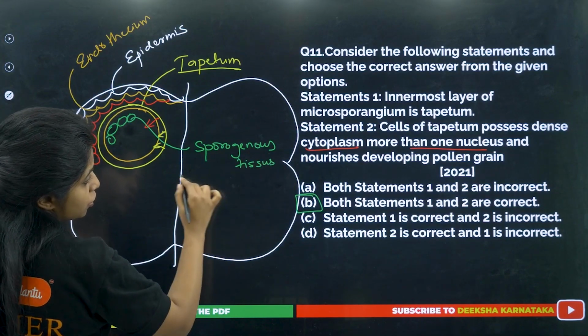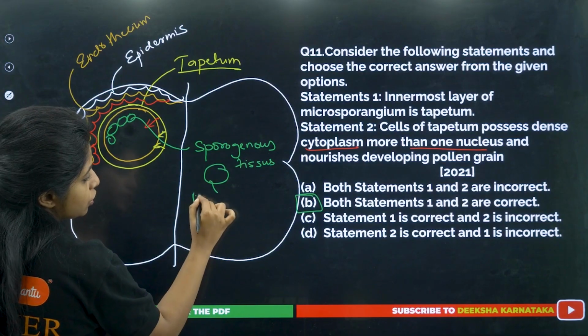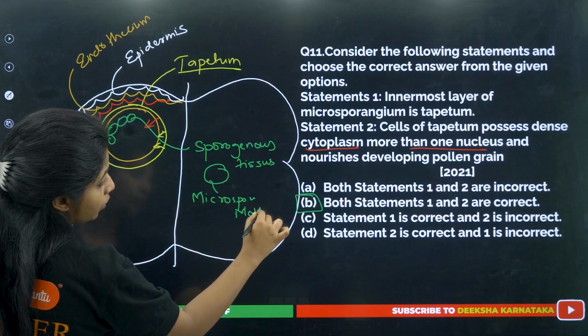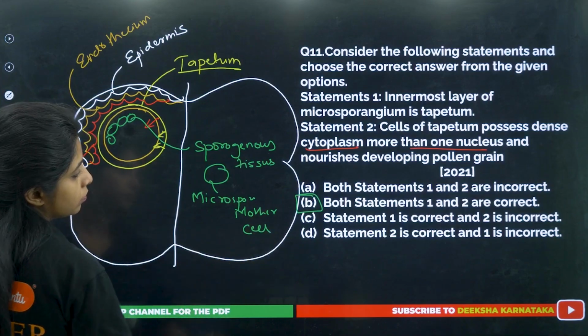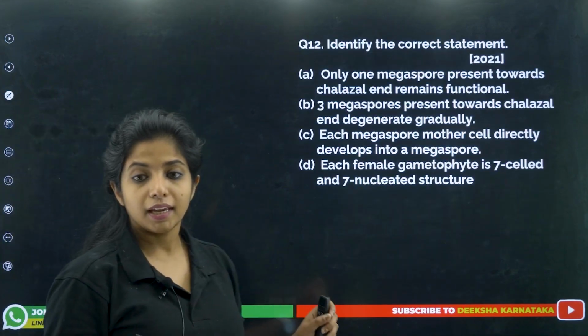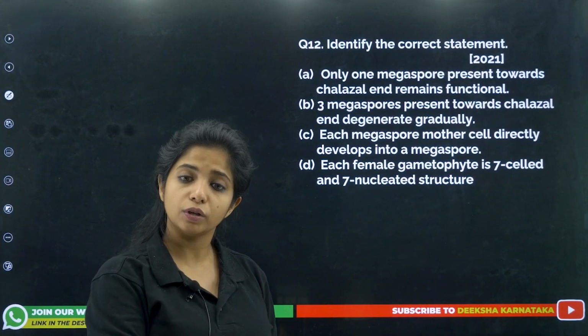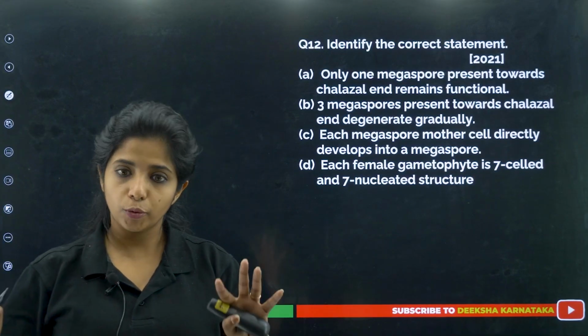And these cells, there is a group of cells over here, which you call sporogenous tissue. Each cell of the sporogenous tissue is known as microspore mother cell, because they can undergo division to form microspores. And they will be forming 4 cells. In megasporangium you saw 4 cells are being formed, but 3 of them degenerate. But over here all 4 of them will be giving rise to 4 pollen grains.